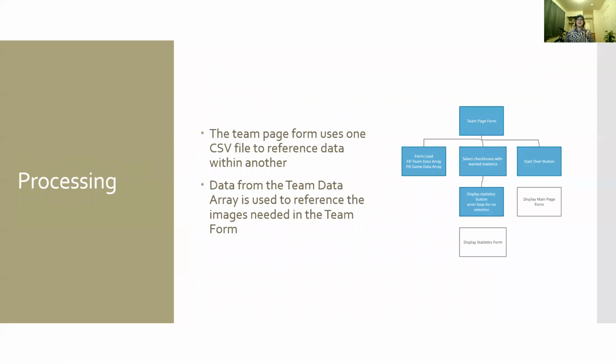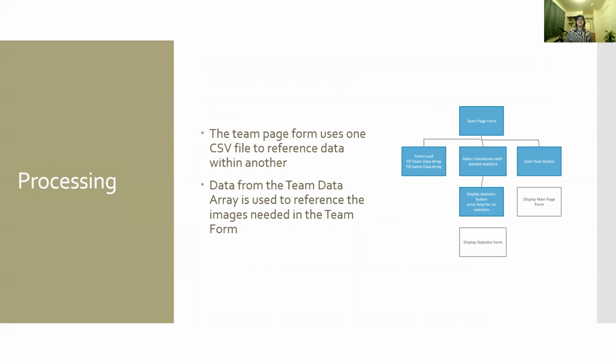The next part that I wanted to talk about is the processing. The team page form uses one CSV file to reference data within another. So the use of the abbreviations is what I use to do most of this. And I use the abbreviations in the team data array to make selections from the game data array to fill out items in the team page and in the statistic form.